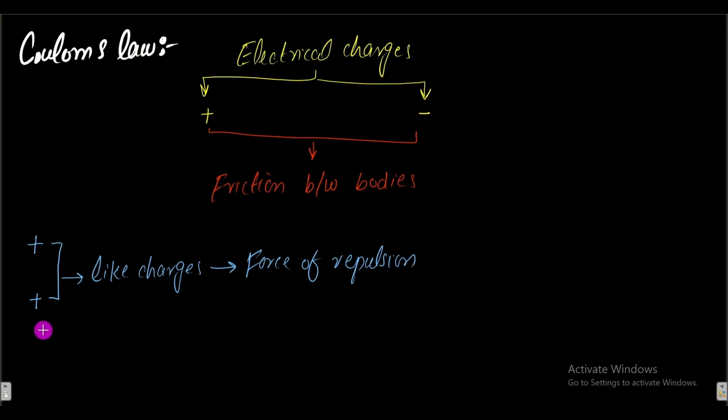In the same way, if we take a positive charge and, on the other hand, a negative charge, now these two charges do not have the same nature. Therefore we call them unlike charges. Now there will be a force of attraction between these two charges, because this is the positive charge and this is the negative charge.